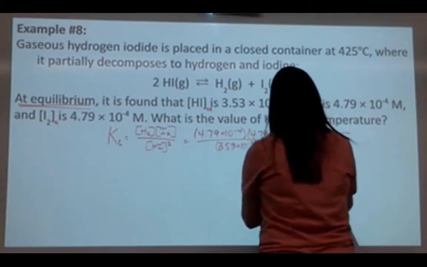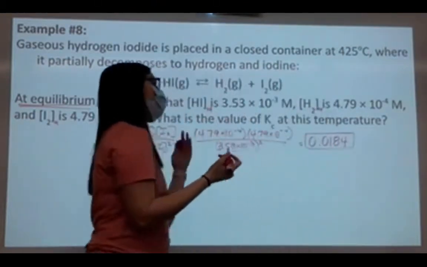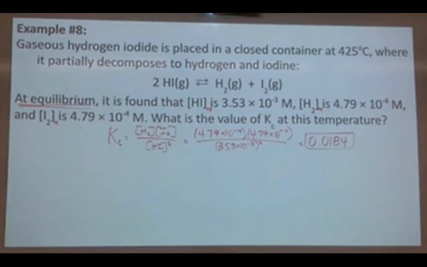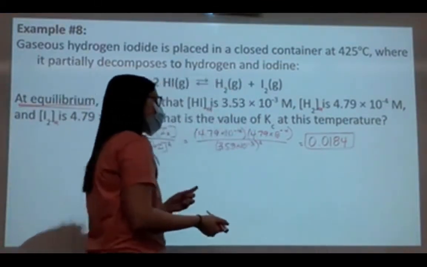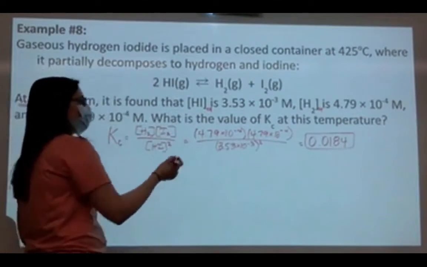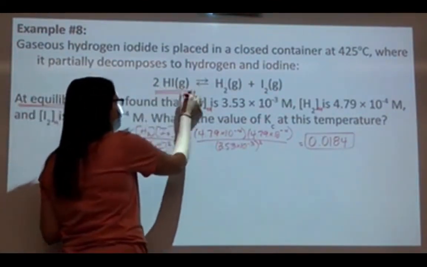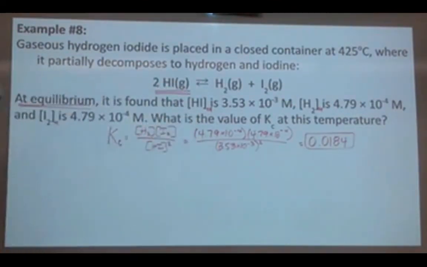0.0184. And they could go on and they could ask us, what is favored at equilibrium? Or what do we have more of at equilibrium? Well, since this is less than 1, that means that we have more reactants at equilibrium. So since K is less than 1, we actually have more HI at equilibrium. So that's just plugging in, solving for Kc.